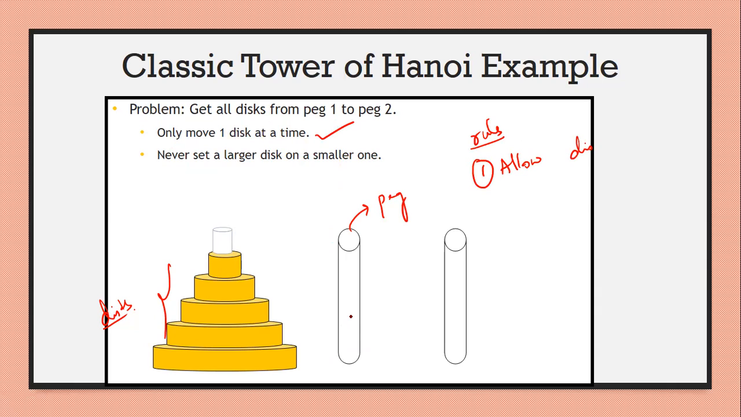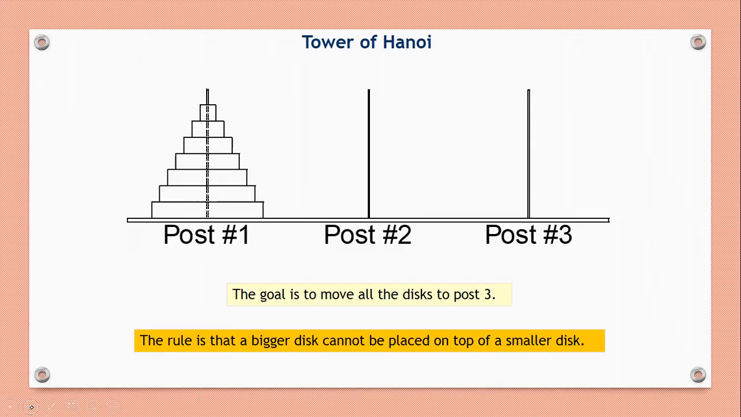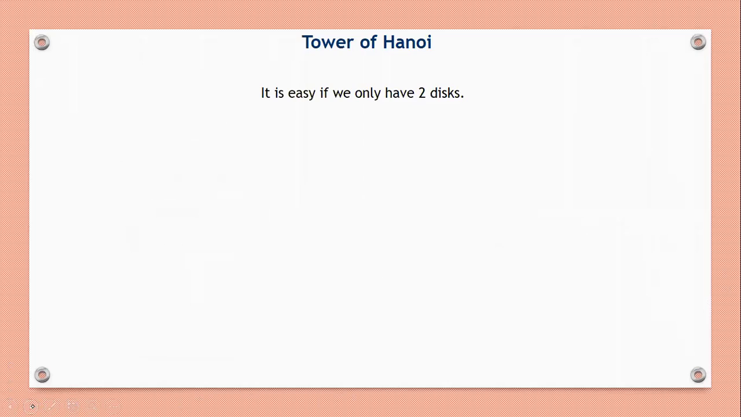Now, how can we shift these discs and how many moves do we require? What are the number of moves? Okay, so for this problem to be solved, let's see first with only two discs as an example. If we have this Tower of Hanoi, the goal is to move all the discs to peg 3. The rule is that a bigger disc cannot be placed on the smaller disc. If we have only two discs, how can we do it?